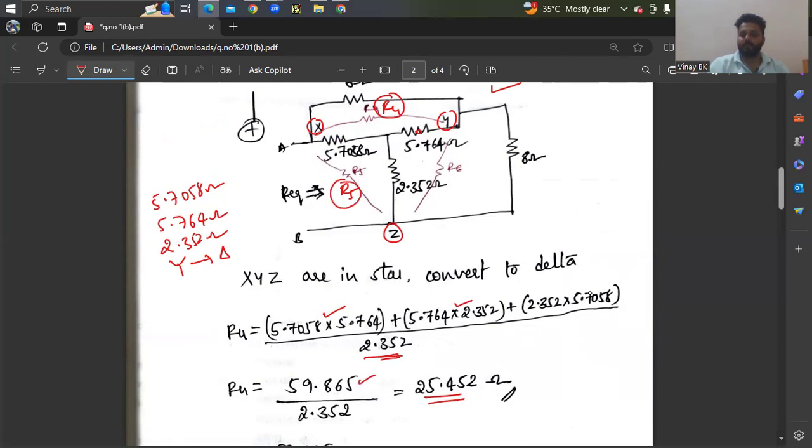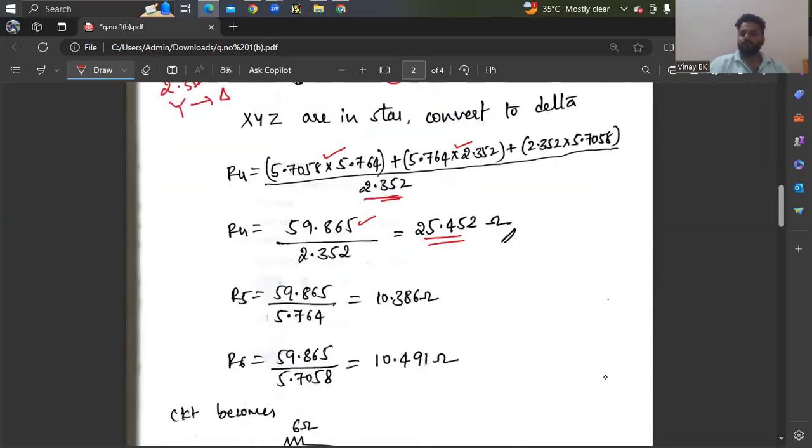you want to find R5, opposite resistor is 5.764, divided by 5.764. Similarly R6, numerator is same, denominator is changing, that is nothing but 59.865 divided by, opposite to this R6 is 5.7058, so that you can see these values. We'll get this value. So now the circuit looks like this.